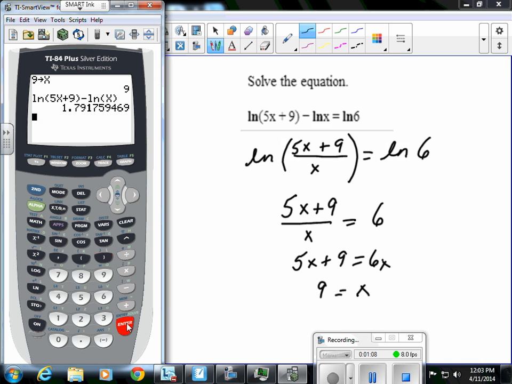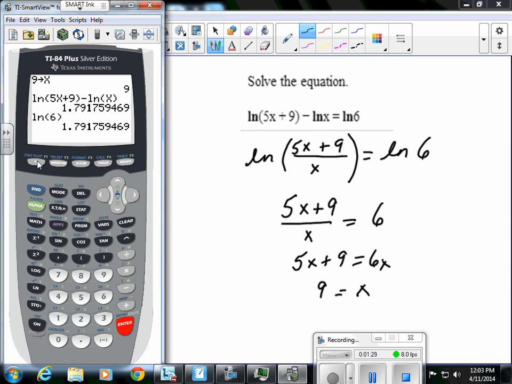That left-hand side of the equation is 1.791759, etc. I'm going to compare that to the right-hand side. So the natural log of 6, close parenthesis and enter, and sure enough, it's the exact same value. So I'm assured that my solution of 9 as x is correct.